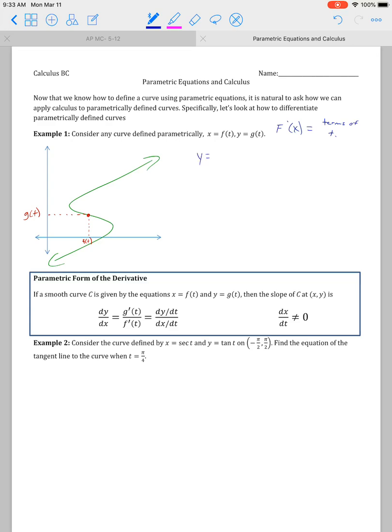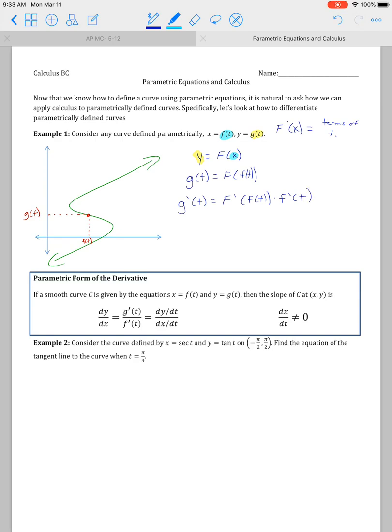So the first thing we're going to do, we're going to say y equals capital F of x. And what we're looking for is f prime of x. So with a little substitution, we're going to go ahead and replace y with g of t. And then at the same time, we're going to replace x with f of t. So y is going to be g of t, and x is going to be f of t. That way now we're in terms of t. Next we're going to take a derivative of both sides. So g prime of t equals f prime of f of t. And then we got to chain rule this, so it's times f prime of t.